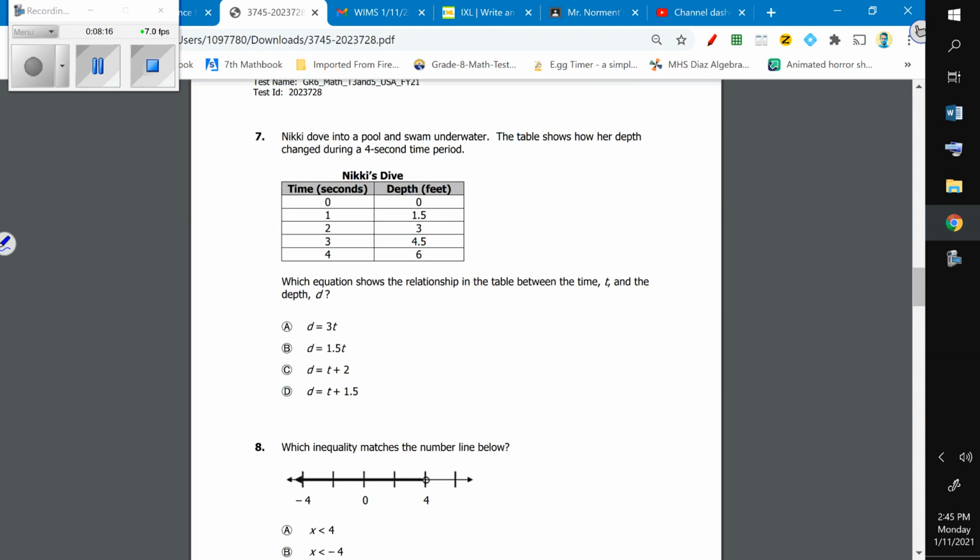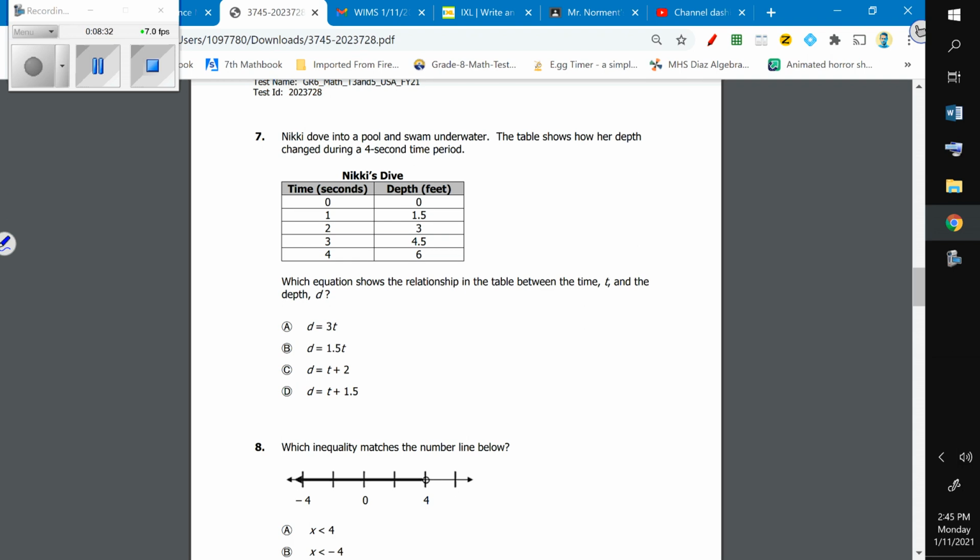All right, number 7. Nikki dove into a pool and swam underwater. Good job, Nikki. My older brother's name is Nick. Okay, I'll stop. The table shows how her depth changed during a 4-second time period. Which equation works? That's basically it. Which equation matches the data on the table?